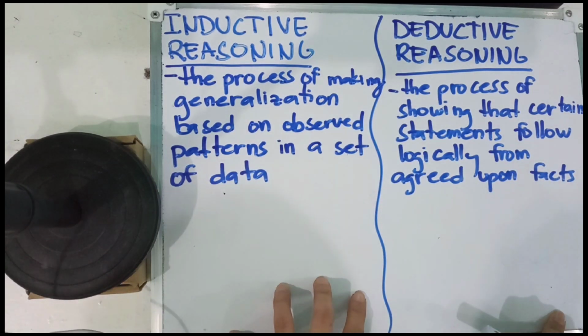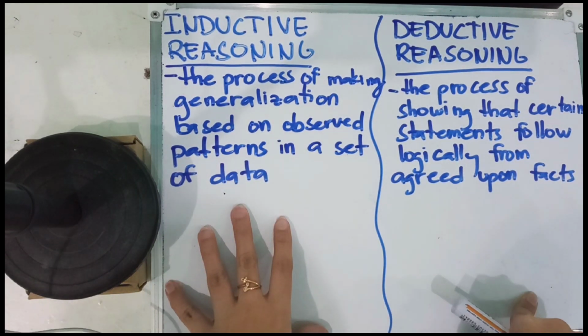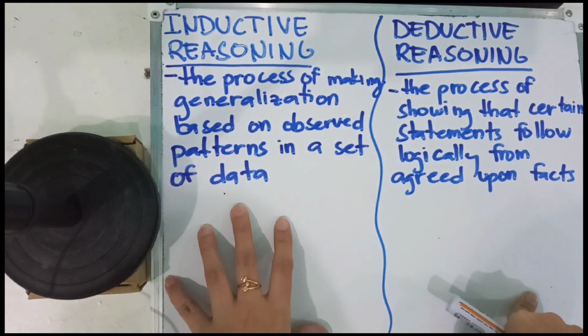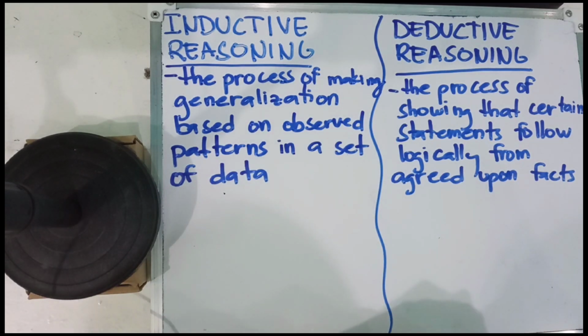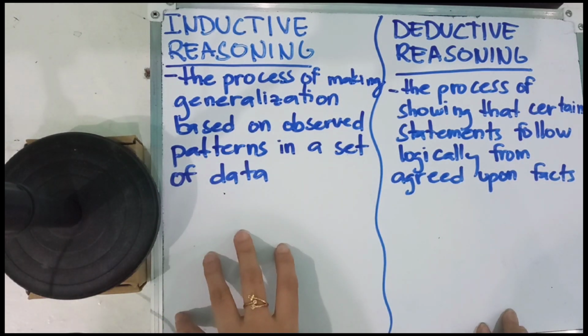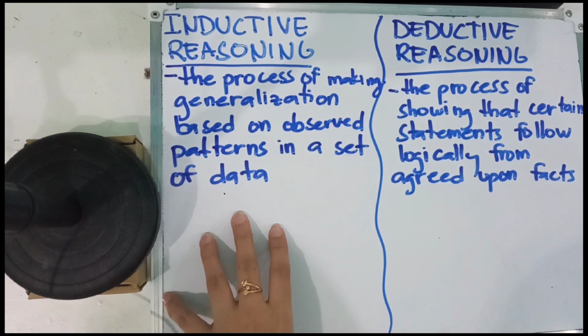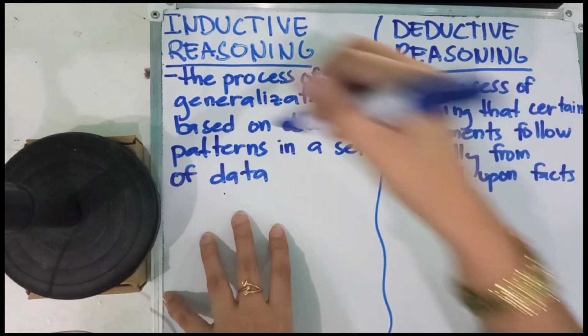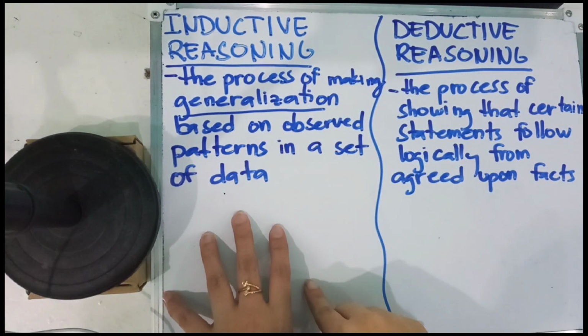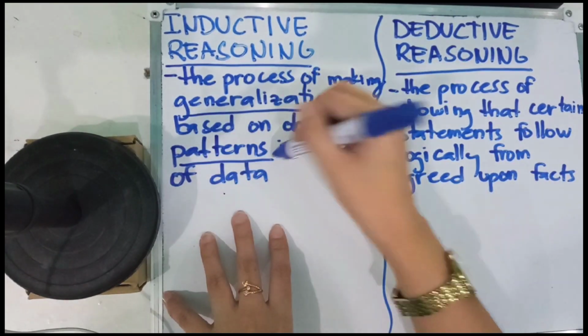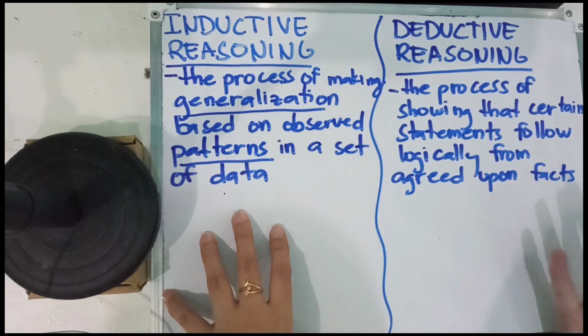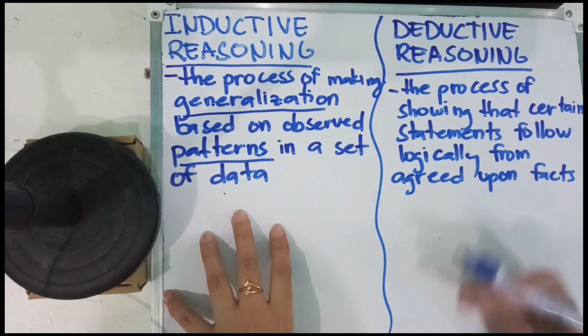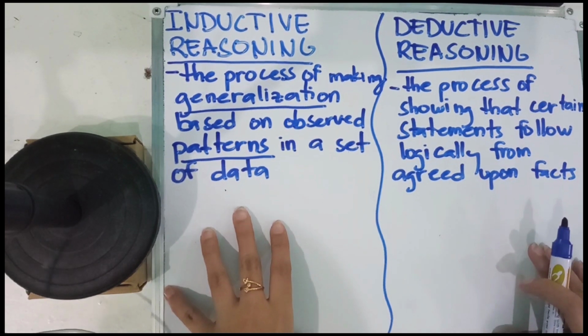Starting with the definition for both inductive and deductive reasoning. For inductive reasoning, it is the process of making generalizations based on observed patterns in a set of data. So let's take a closer look at the given definition. So we make generalizations based on observed patterns. So meaning, you need to observe and recognize patterns in a given set of data before you make certain generalizations.